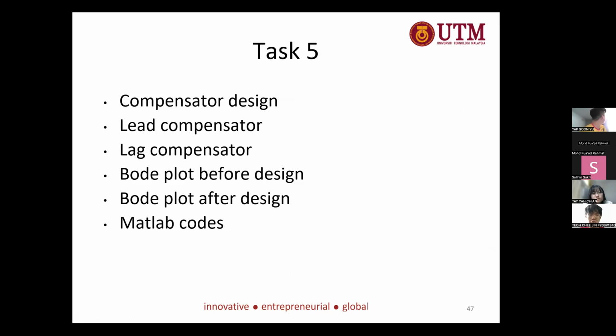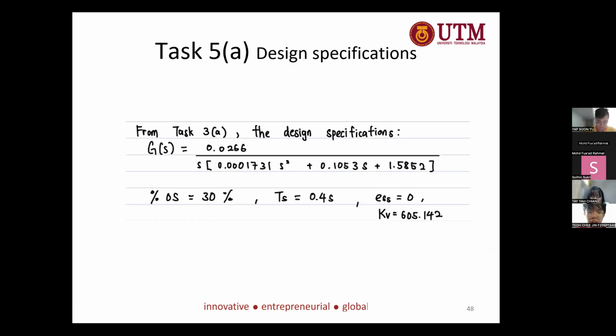In task 5, we are implementing a compensator, choosing between lead and lag compensator. Since in task 2 the ESS is nearly equal to 0, there is no need to implement a lag compensator due to the cost. So we just implement a lead compensator. In the design of the lead compensator, this is the design specification brought from task 3: percentage overshoot capped at 30%, Ts at 0.4, ESS nearly equal to 0, with the Kv value of 605.